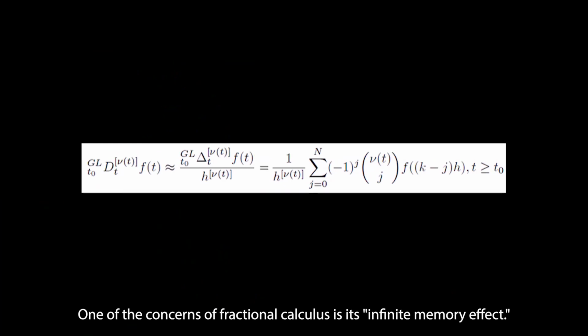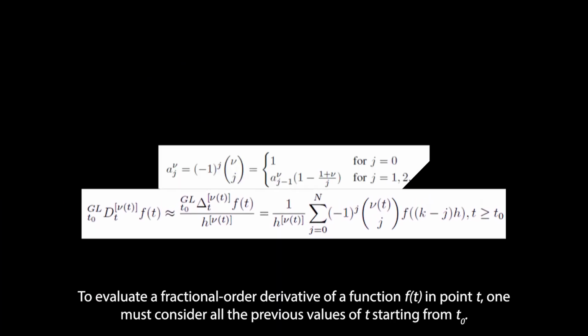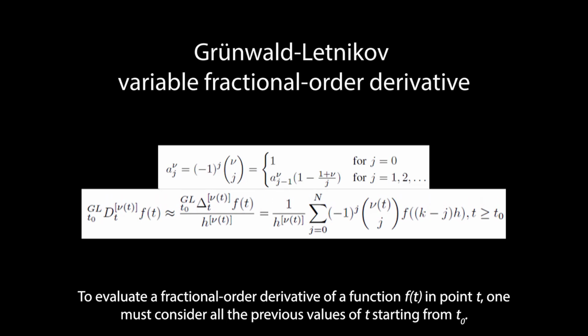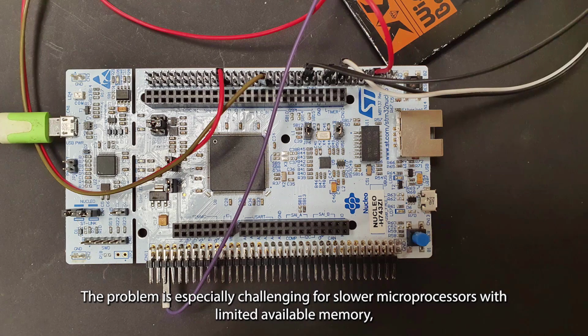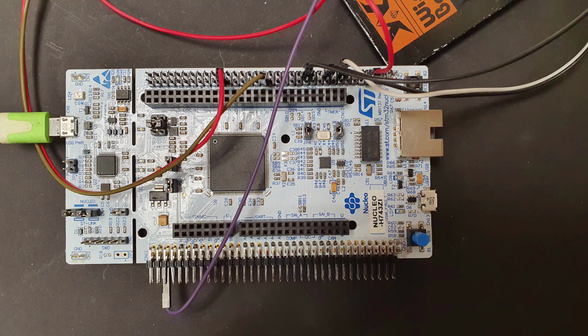One of the concerns of fractional calculus is its infinite memory effect. To evaluate a fractional order derivative of a function f of t in point t, one must consider all the previous values of t starting from t0. The problem is especially challenging for slower microprocessors with limited available memory, realizing time-critical tasks.